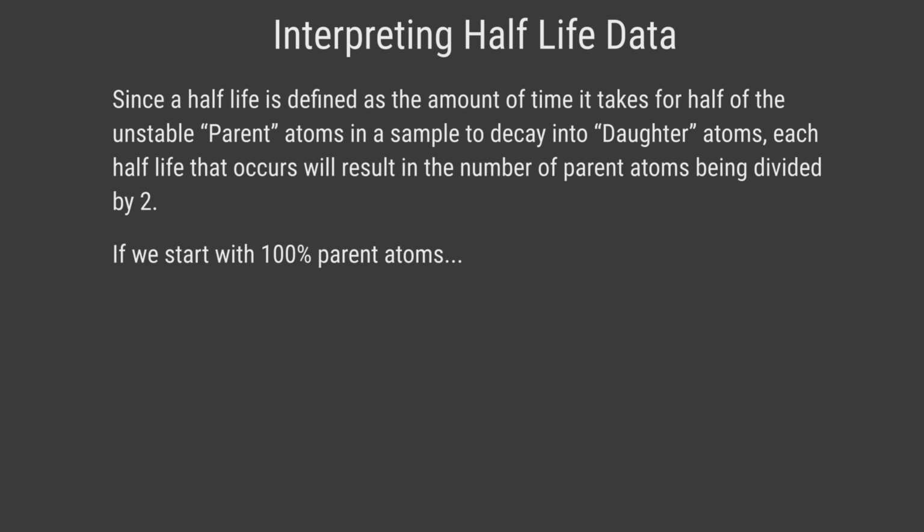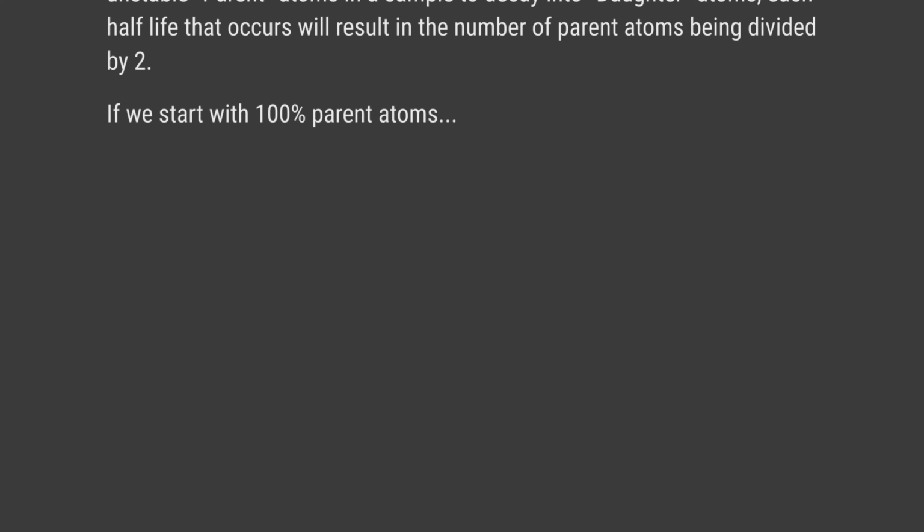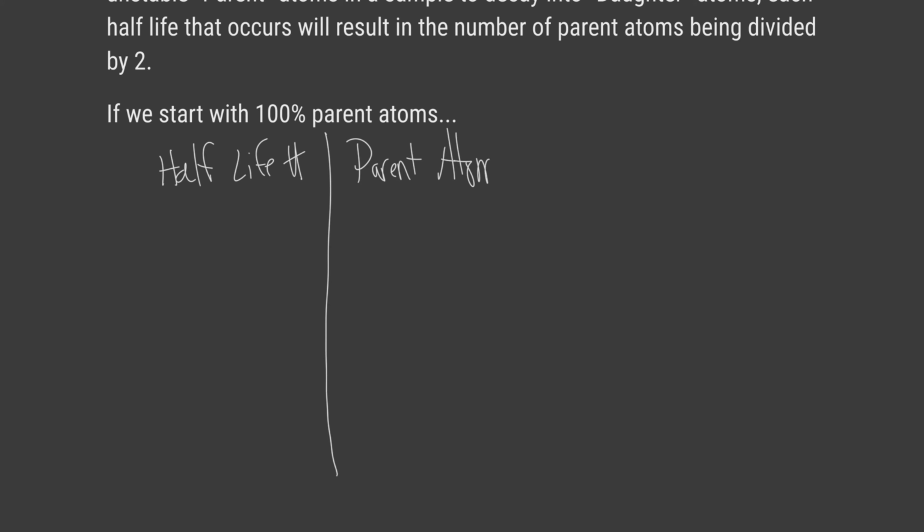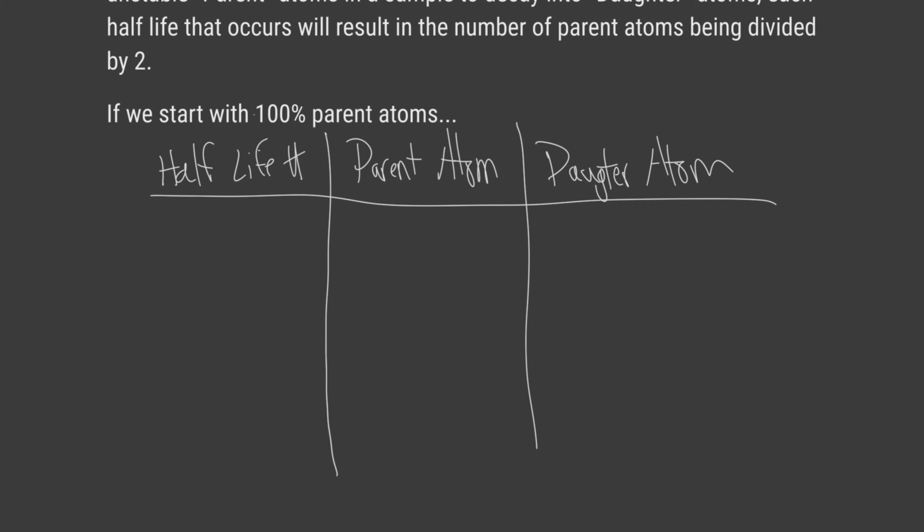So if we started with 100% parent atoms, we can track what will happen really quick. Let's do a quick little table. You should have one in your notes already. We're going to have our half-life number as our first column, then parent atom, and then daughter atom. So we have 3 columns here: half-life number, parent atom, daughter atom. As we stated, we're starting with 100% parent atoms at half-life 0, so no half-lives have happened yet. It is 100% parent atom, 0% daughter atoms. It's really important to remember that these two numbers, the parent atoms plus the daughter atoms, must equal 100%.